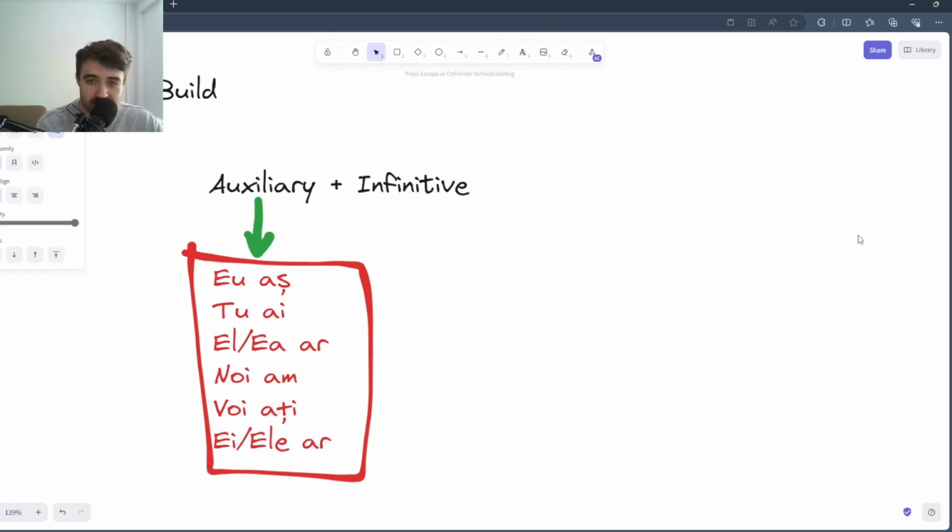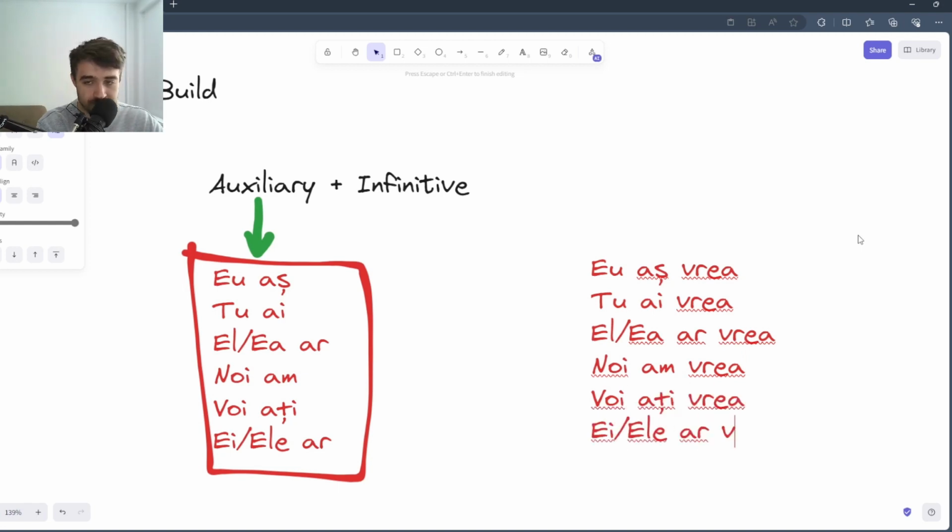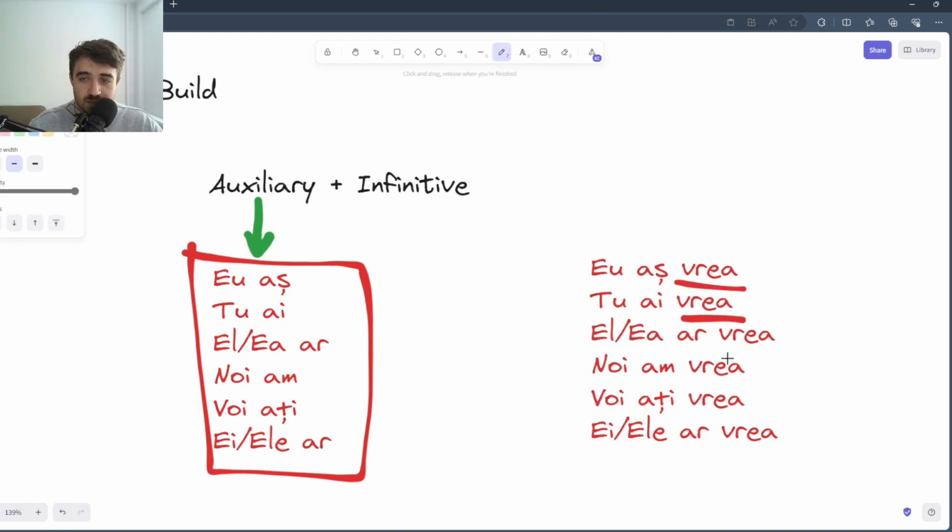Now let's have a look at the verb. I chose earlier vrea, so we can have a look at it. Eu aș vrea, tu ai vrea, el, ea ar vrea, noi am vrea, voi ați vrea, and ei, ele ar vrea. You can see every single time we have here an infinitive and then the auxiliary from here.